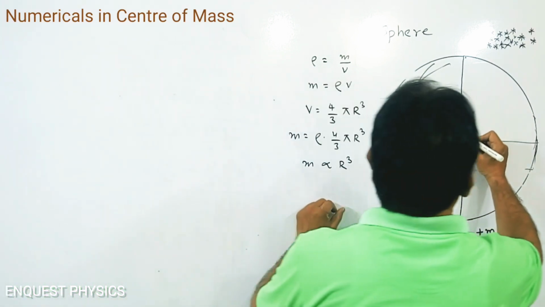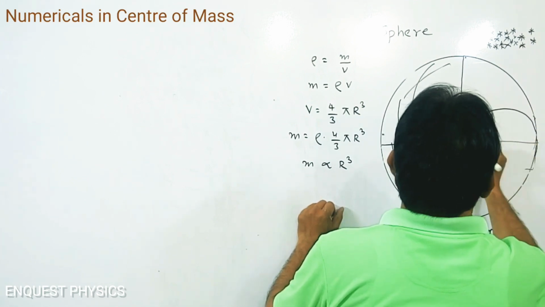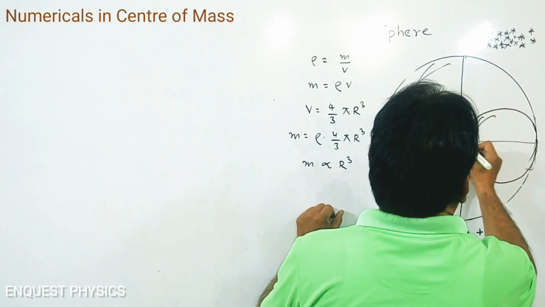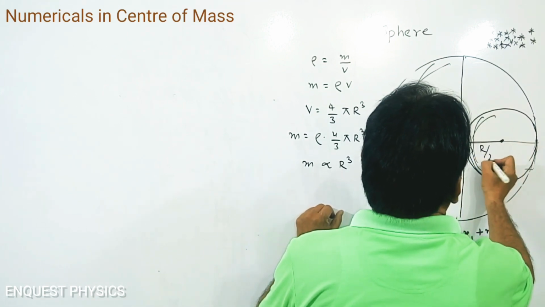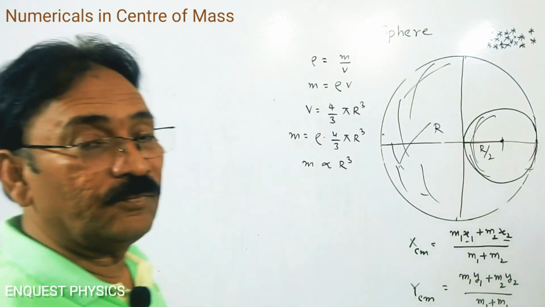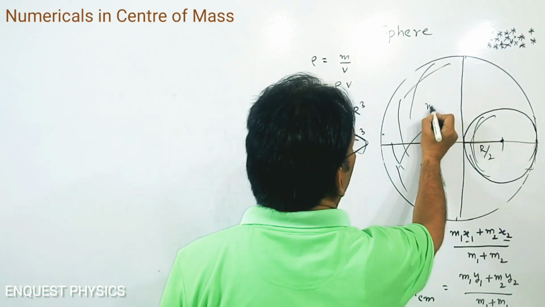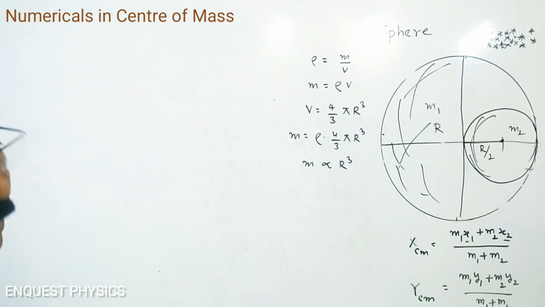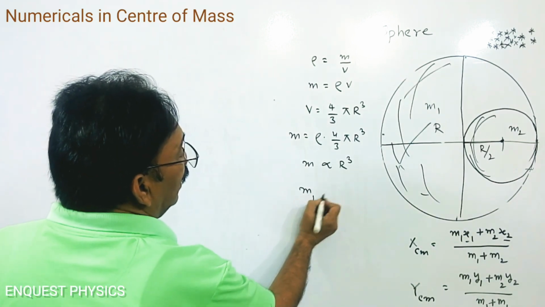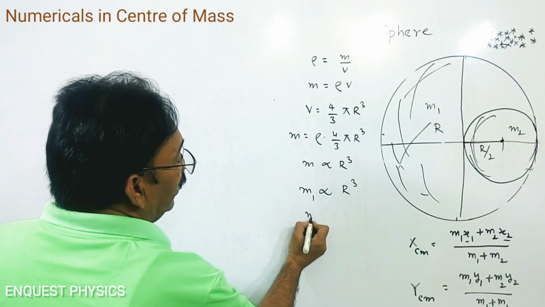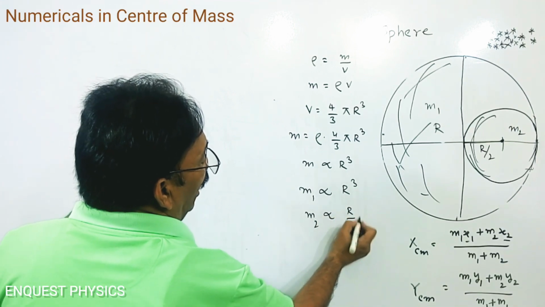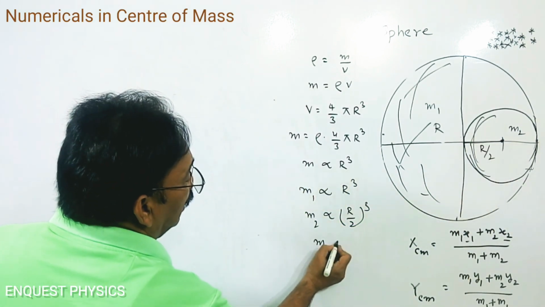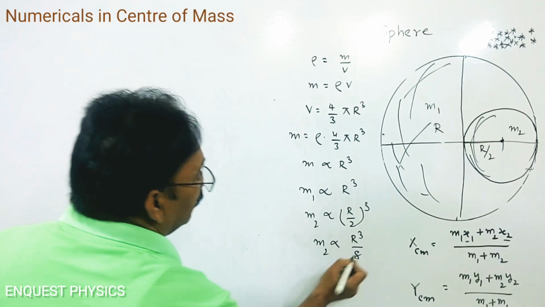The same story is happening. From this sphere, another sphere is removed from one of the edges. It has a radius equal to half of the radius of the sphere. Now it turns into the first mass and the negative mass. Then we have to find out the masses. m1 is proportional to r cube and m2 is proportional to r by 2 whole cube, since it is half. Then m2 is proportional to r cube by 8.